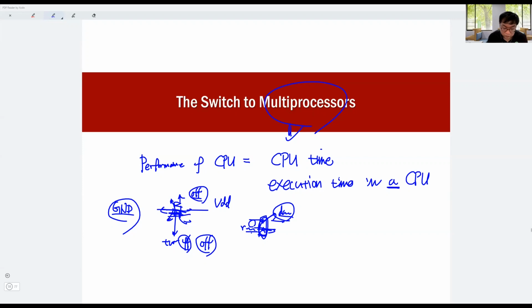So the current flows from VDD to ground. And then if current flows, this current will also consume electric power. And this consumed power is called the leakage power. Okay. So this leakage power is a serious problem of the current CMOS technology, because even though the CMOS transistor is turned off, the leakage current flows, and then the power is also consumed.